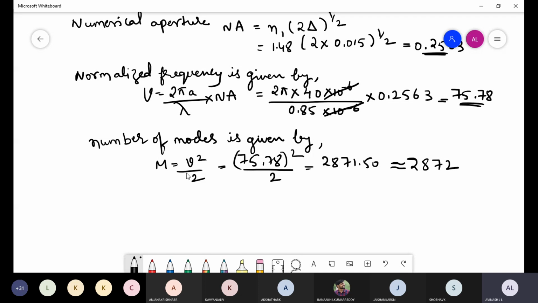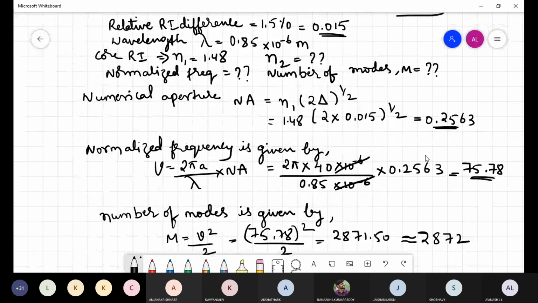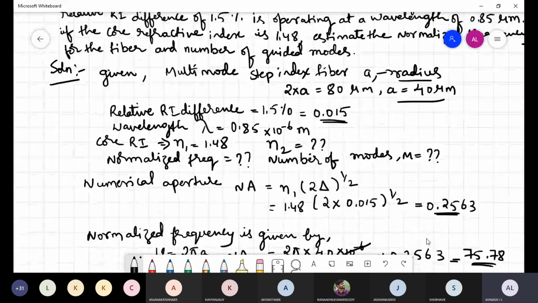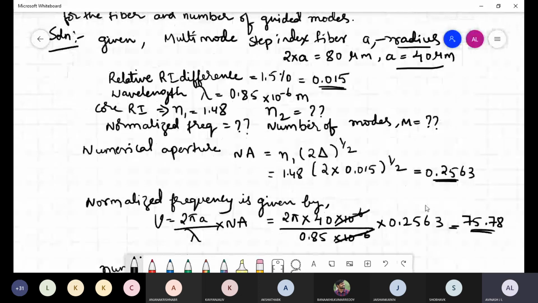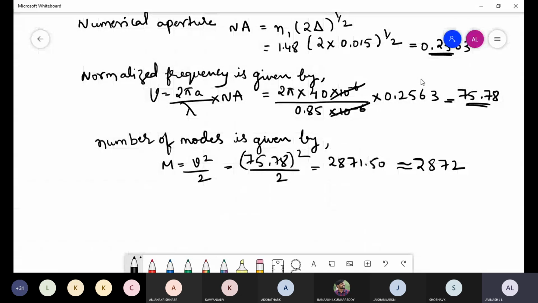So now here, take it from me. In the examination, 90% of the time, this type of numericals only they will be asking. They will give you the question like this, but very simple numericals. The only thing is, what is the formula for the number of modes for step index? What is the formula for the number of modes for graded index? If you know the formula properly, then it is fine.